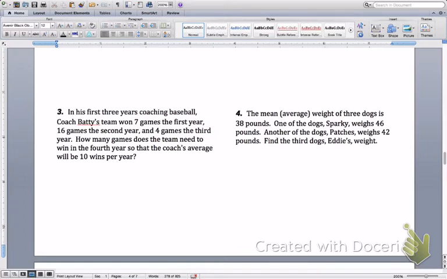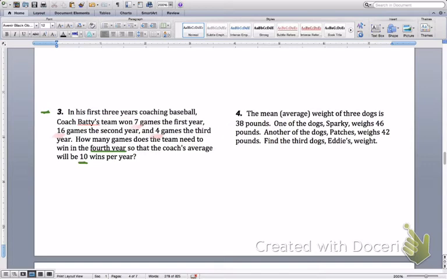we're talking about, in the first 3 years, coaching baseball. Coach Batty's team won 7 games the first year. She won 16 games the second year and 4 games on the third year. How many games does a team need to win in the 4th year? So again, we're trying to figure out the missing number, year 4, so that her average is 10.